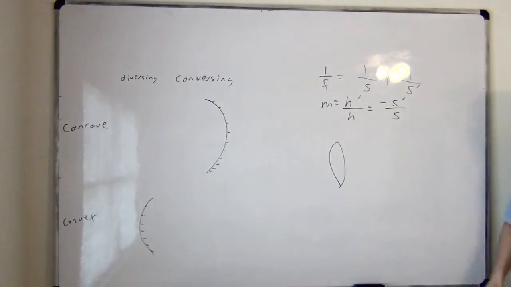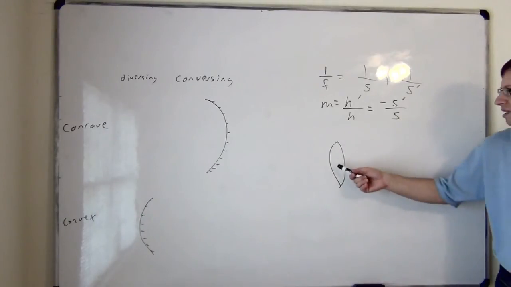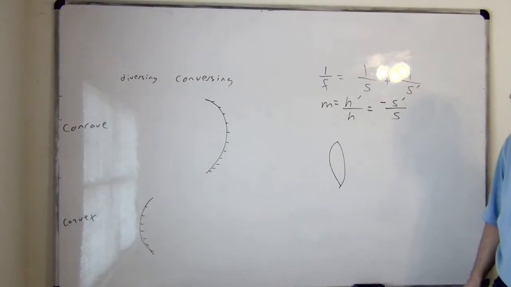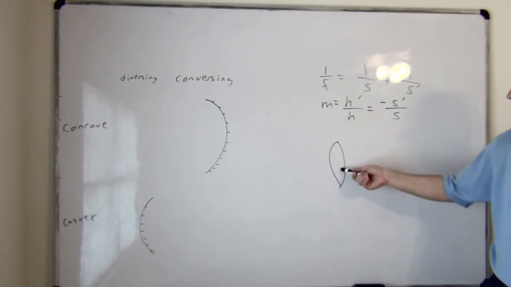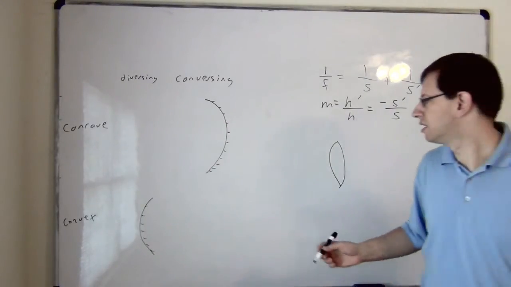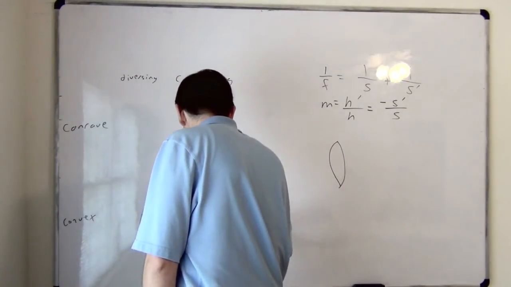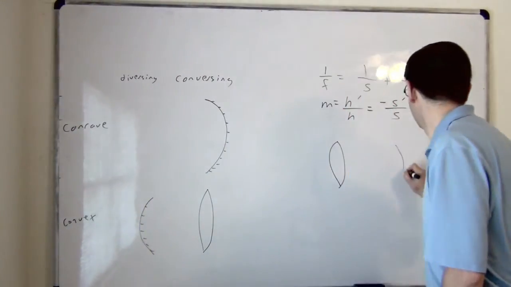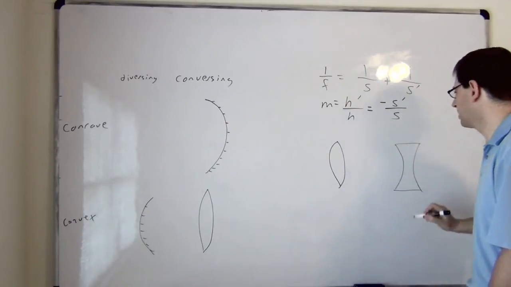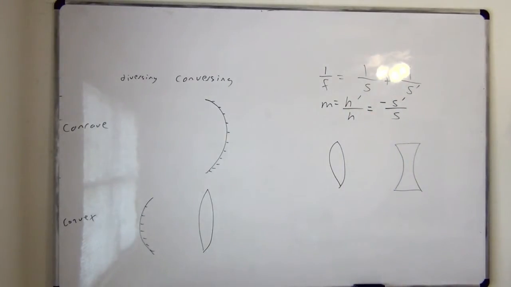What does this tell us mathematically? That has a positive F. Good, positive F. Is this converging or diverging? Converging. Convex or concave? Convex. Good. And what does this tell us mathematically? Negative F, and it's diverging and concave. Great.